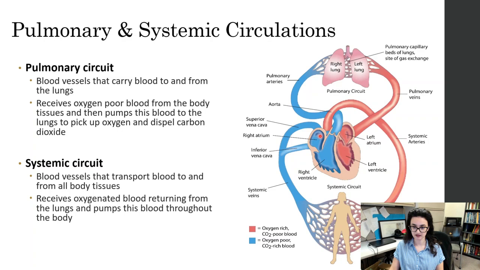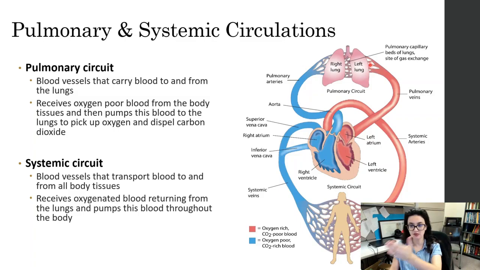So we came back to the right atrium from the body's tissues. They were like, we have all this carbon dioxide, take it, take it, take it. They're going to put it in the blood. Veins are going to take it back to that right atrium. Okay, it's going to dump into the right ventricle. It doesn't have any oxygen. It's carbon dioxide. It's deoxygenated. We need to get oxygen from the lung.